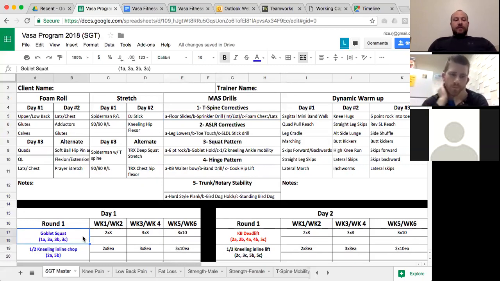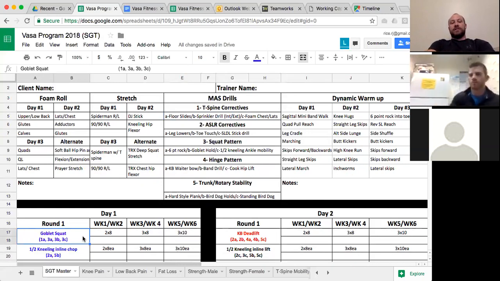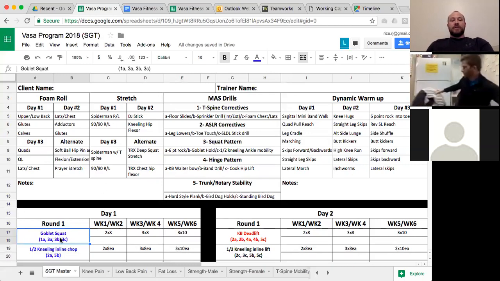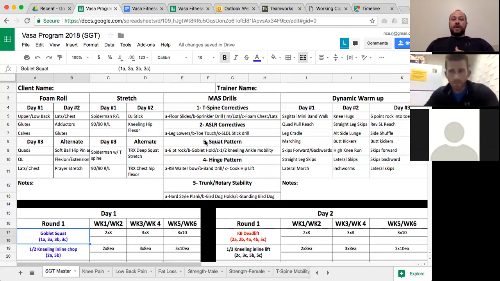So if you can see down here, bottom left-hand corner, goblet squat, and then you can see underneath 1A, 3A, 3B, 3C. What those letters and numbers correlate to is correctives for the goblet squat. So as an example, if I'm doing a goblet squat and I can see that they're having a hard time in the bottom part of their squat, right? They're having a difficult time being able to stay down there. Well, then you can see 3B, squat pattern, 3B, goblet hold.